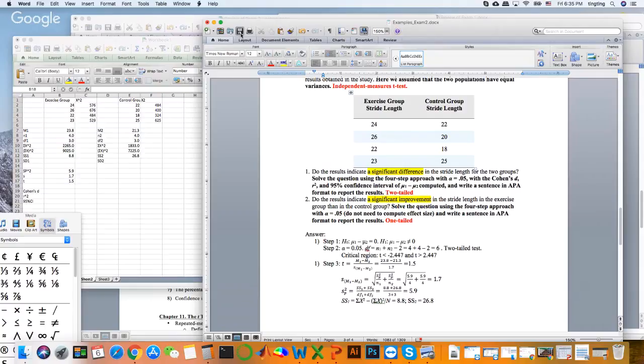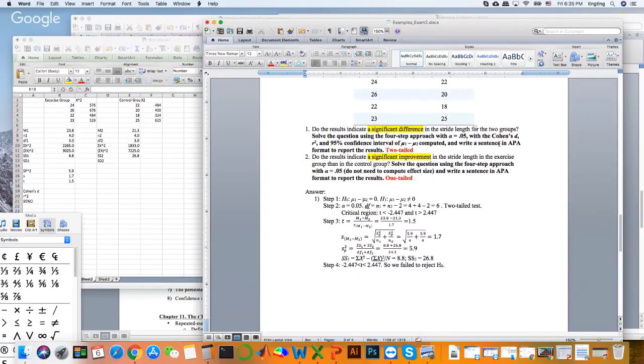So we finished our step 3. That's step 4, to make the decision. So t is equal to 0.5, which is not located in the critical region. Between these two boundaries means it's not in the critical region. So we fail to reject H0. That's it. It means we don't have a significant treatment effect.